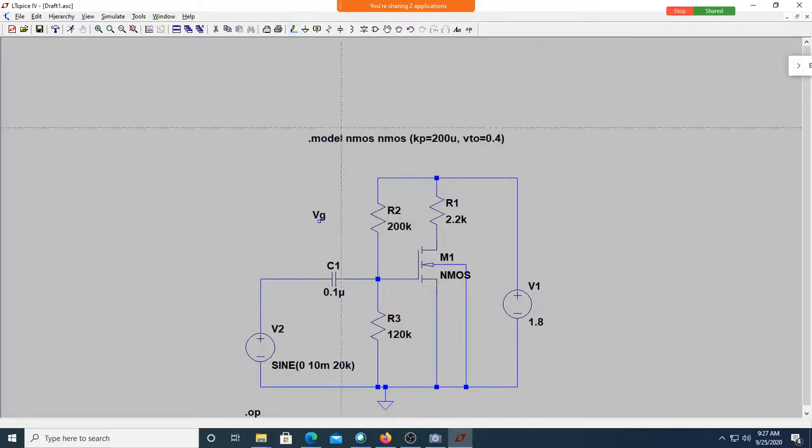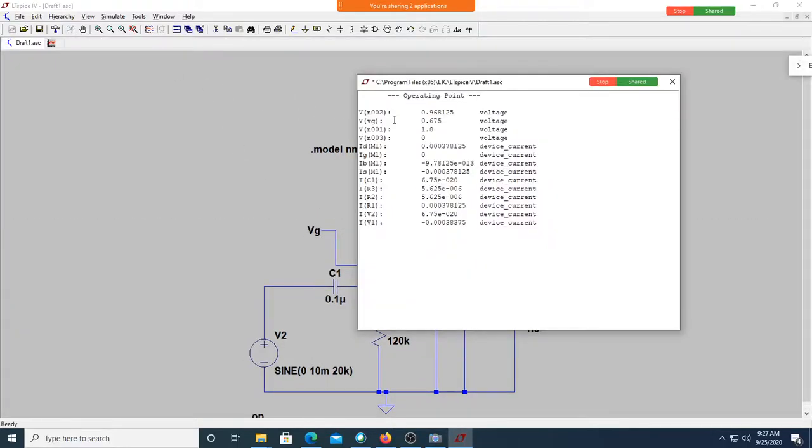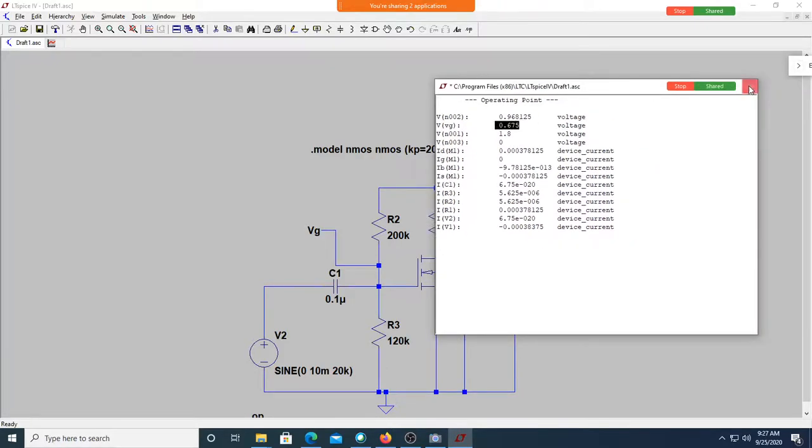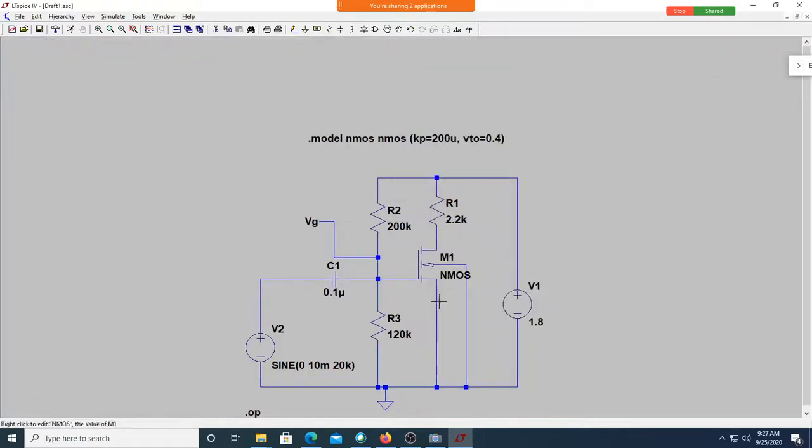Where shall I place this? I have to place it here. Am I correct? If I run it now, you can see that is VG. Getting that? Okay, this is done. The current is also there.